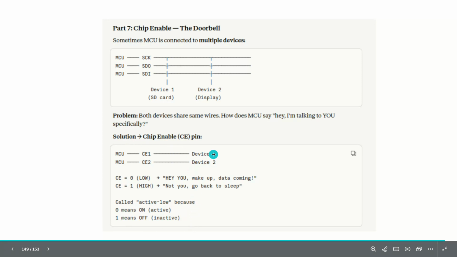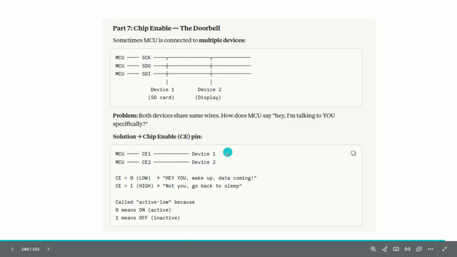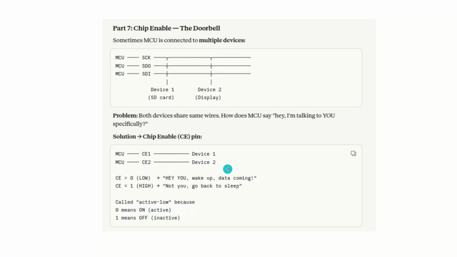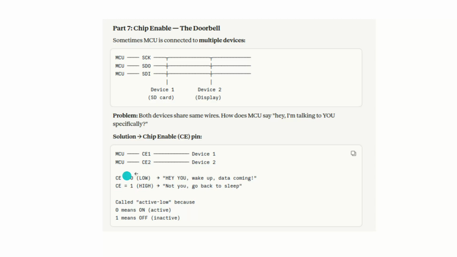So each of these devices has a chip enable pin. It is called active low because when the chip enable is 0, it means that this device has to wake up, and the MCU is sending data to that device. And if the chip enable of any device is 1, it means you can just sit there, you can go back to sleep. You don't need to send the data. Here the MCU is not sending the data. But when the chip enable is 0, it's active low, that is, active in the low condition. When the chip enable is 0, only that device will get the data the MCU is sending.